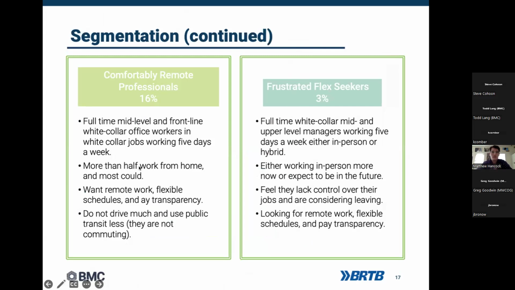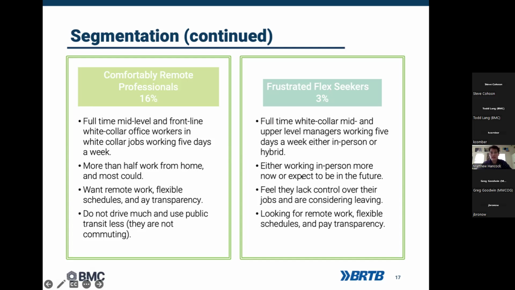Our comfortably remote professionals, we are seeing that these are full-time, mid-level, frontline, white-collar office workers, 5 days a week. More than half of them are working from home or have the availability to do so. They desire remote work, flexible schedules, and increased pay transparency. And they are not driving as much or using public transit as much as they were. So in short, not commuting.